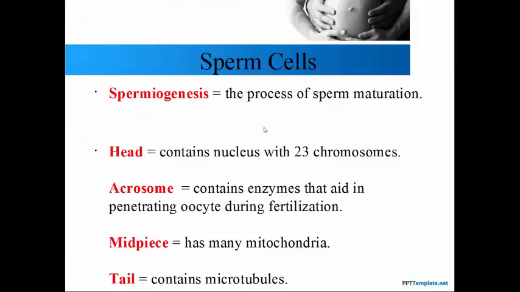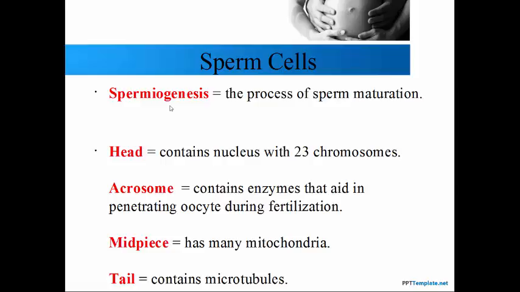Alright, speaking of sperm cells, the process of a sperm maturing is called spermiogenesis. The suffix genesis means the beginning of, or the creation of. So this word literally breaks down into the formation or the beginning of sperm, the spermiogenesis.